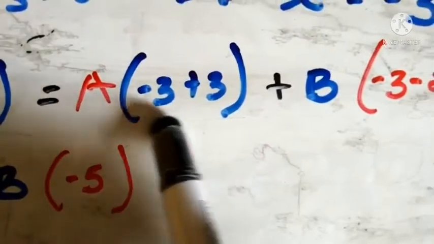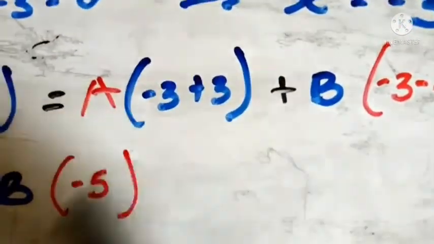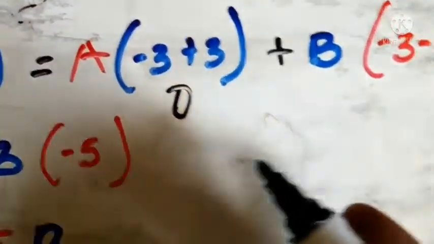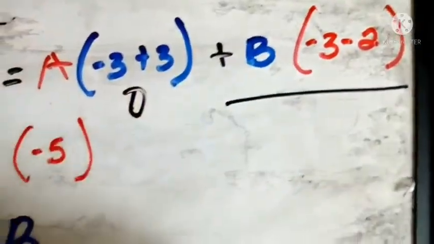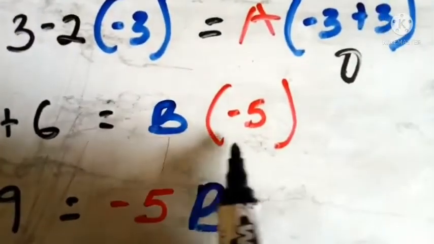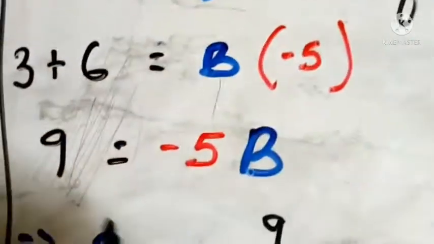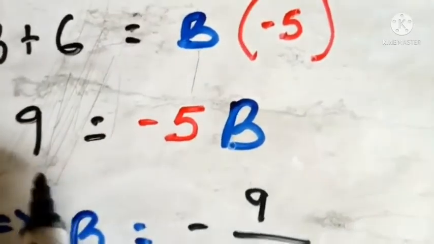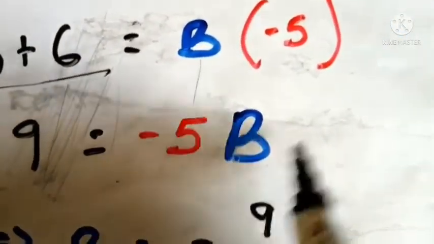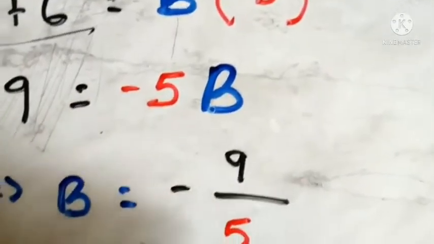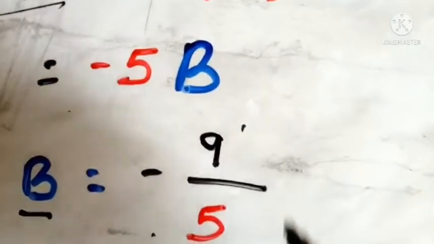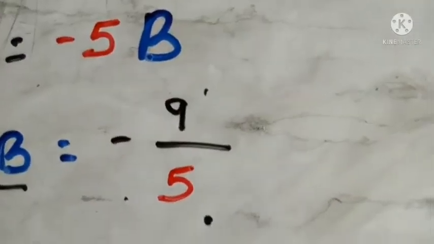So you can see that this guy goes away. So minus 3 plus 3 will be 0 here, right? So 0 times this is still 0. So you are going to deal with only this guy. So here I got my 3 plus 6, that should be equal to b minus 5, right? b minus 5 here will give me what? So 9 here will be 9. So 9 is equal to minus 5b. So divide both sides by minus 5. I had my b to be minus 9 over 5. Is that okay?